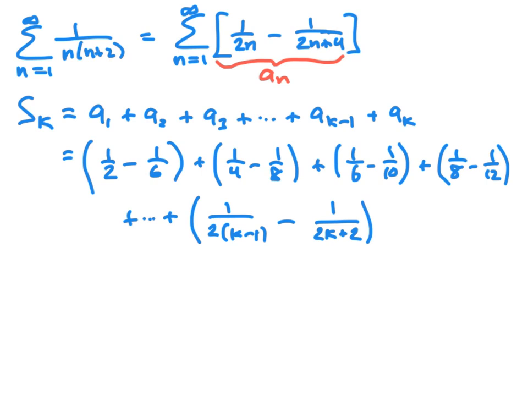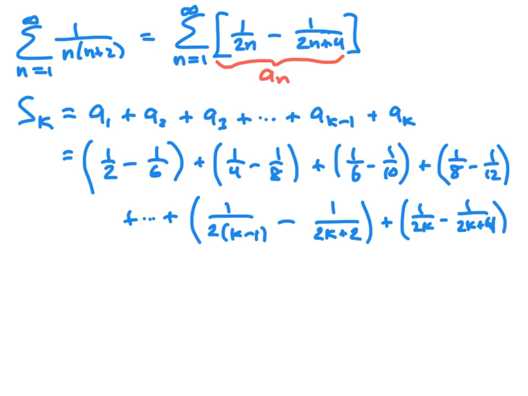And our last term, a sub k, we're going to get 1 over 2k minus 1 over 2k plus 4. We're just replacing the n with k here. And that is the end of our partial sum. That includes all of our terms from a1 up through ak.